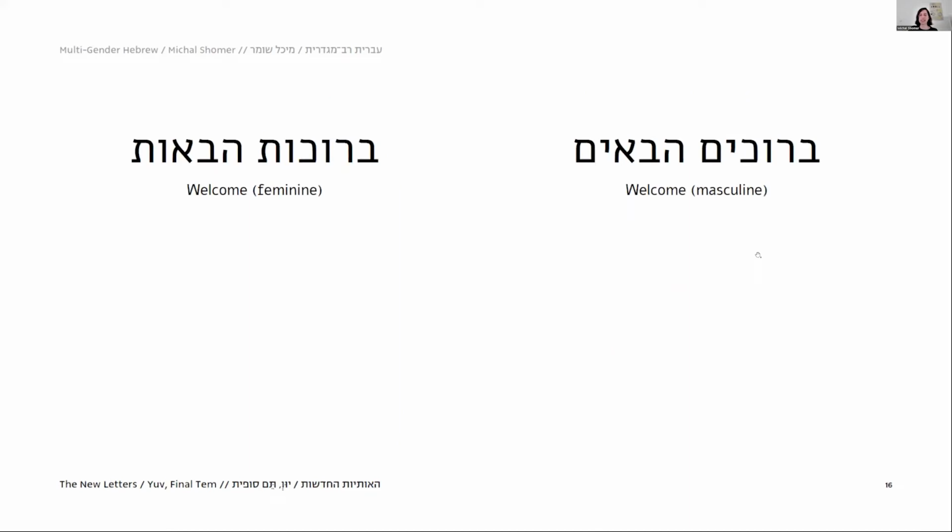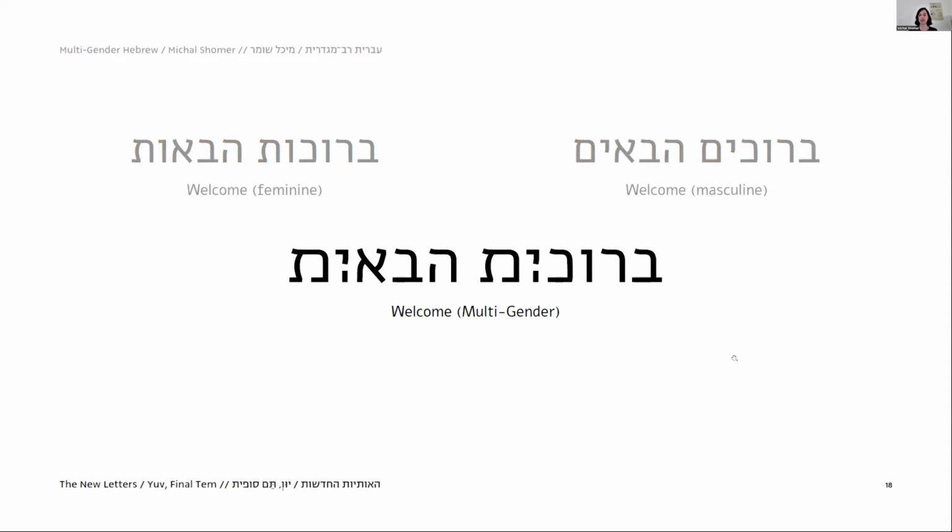So here you can see the phrase "welcome" in Hebrew. It's two words. You can see the masculine form and the feminine form. I highlighted in red the differences between the masculine and the feminine. You can see the difference is in two letters. And this is how it looks with multi-gender Hebrew.